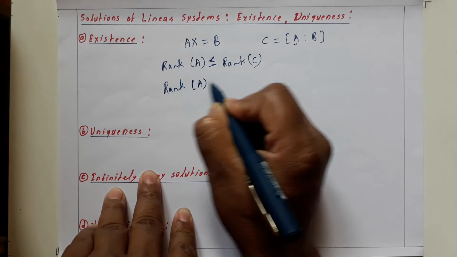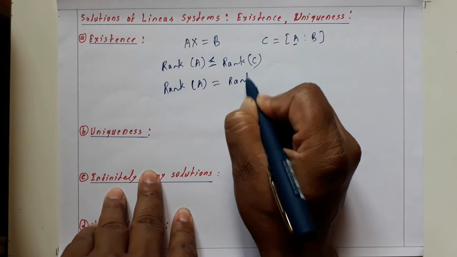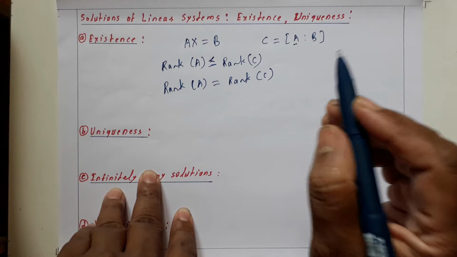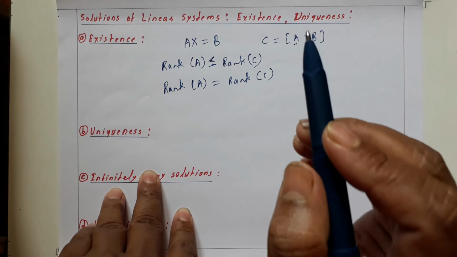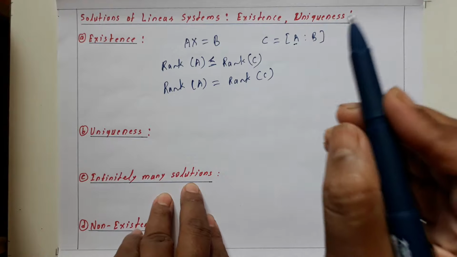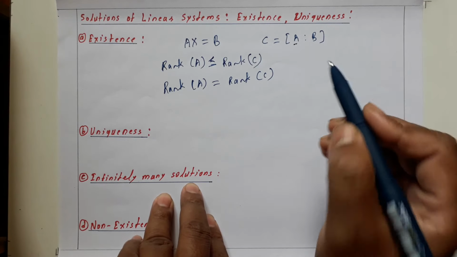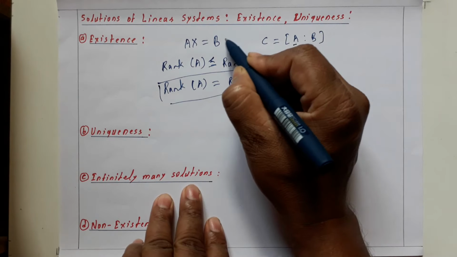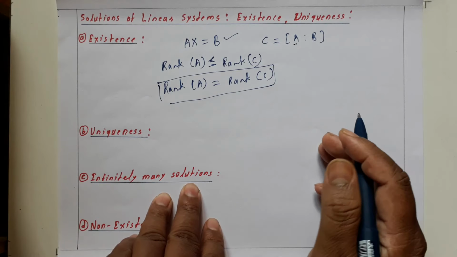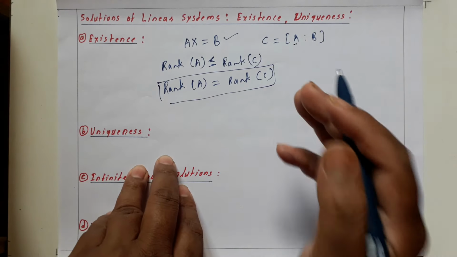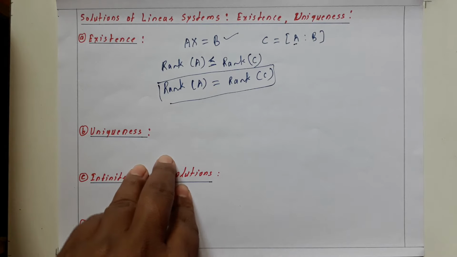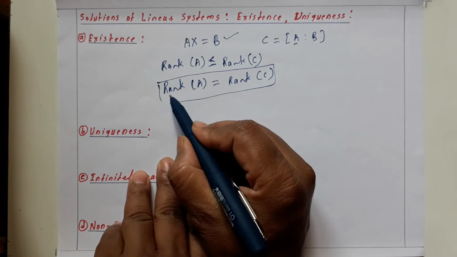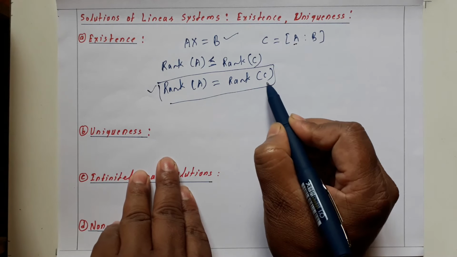Now, if rank A is equal to rank C, means rank A and rank C are the same, then the given system is said to be consistent, means the given system Ax is equal to B has a solution. This is the existence of the solution of linear system. That means the system Ax is equal to B has a solution if and only if rank A is equal to rank C.